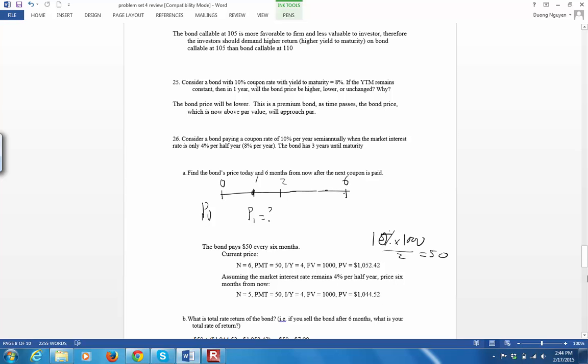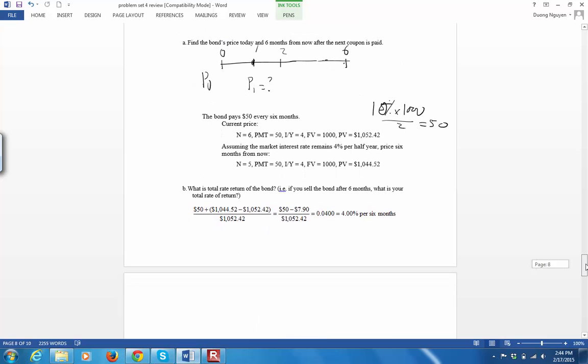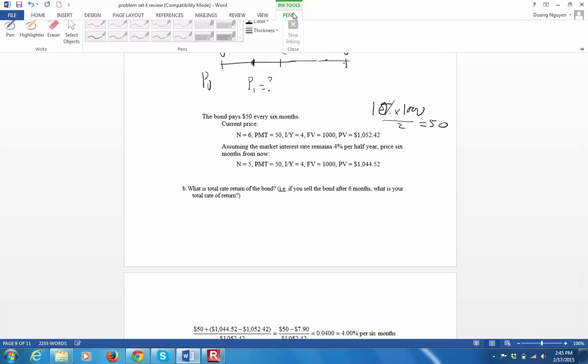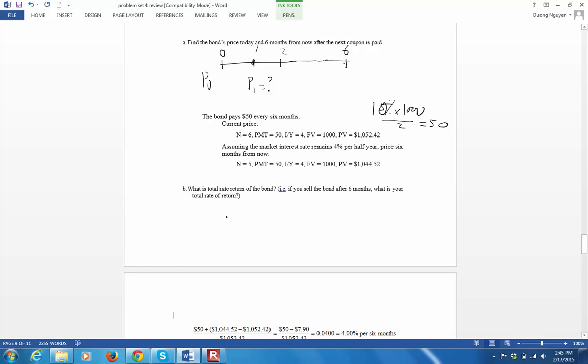Alright. Question B is what is the total return? Okay. The total return is always equal to current yield plus capital gain yield. Alright. Now this is the total return for only 6 months.